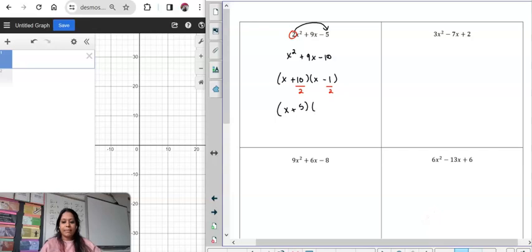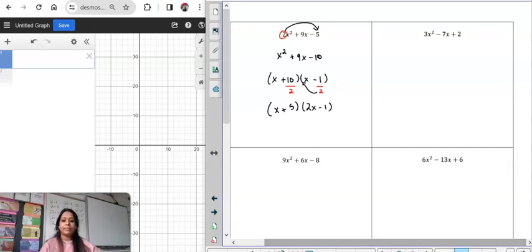So I'm just going to slip it right back up. So I'm going to take this and put it back up in front of the x here. So that would be 2x and then just minus 1. And that's how you factor using this other method. Let me give you another example.